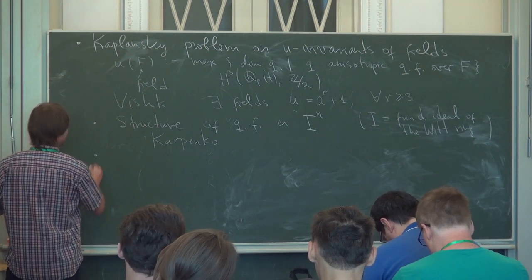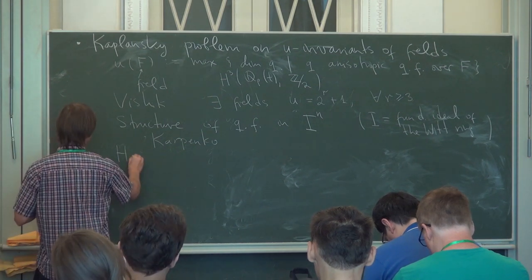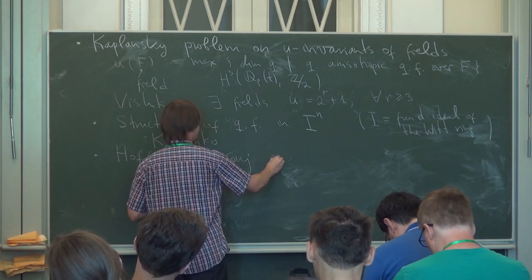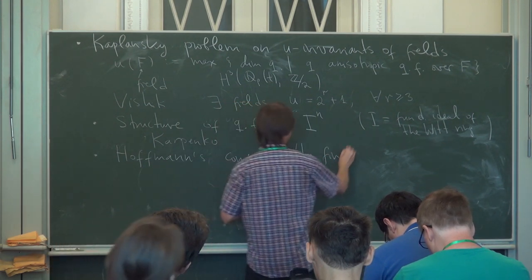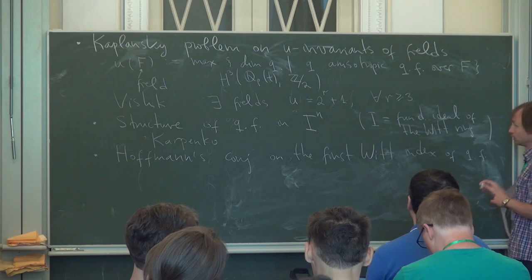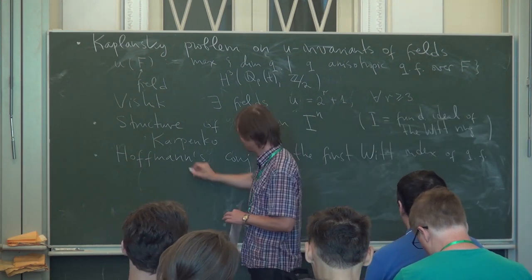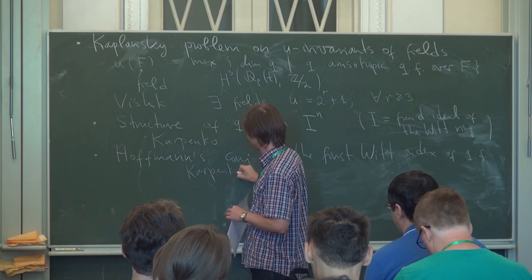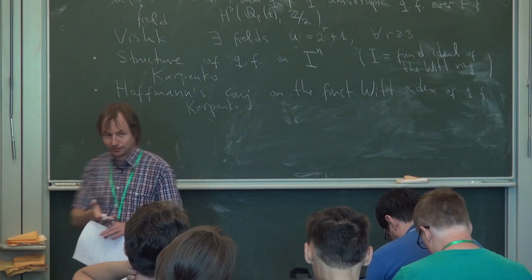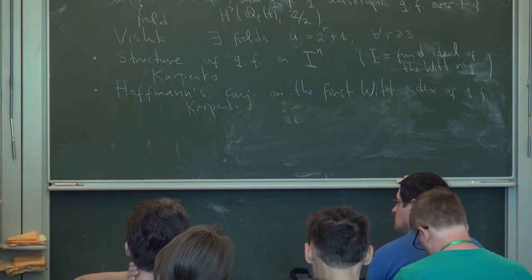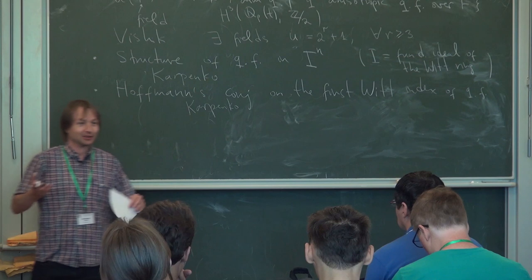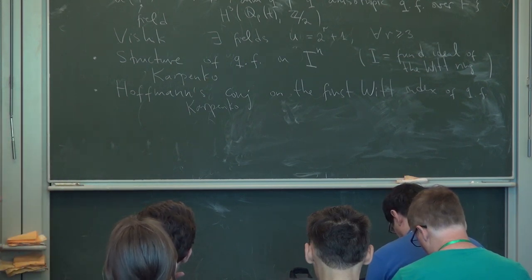Then another similar question is Hoffman's conjecture on the higher Witt indices, on the first Witt index of quadratic forms. Now it's a theorem, proven by Karpenko. The question is very basic. You have all possible quadratic forms. What are the possible first Witt indices? The naive answer is that there are no restrictions, just anything, but it's not true. There are restrictions.